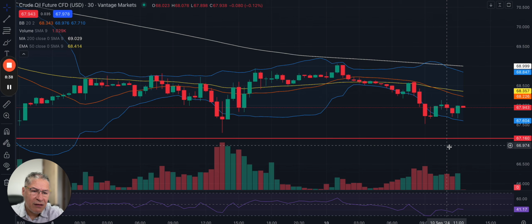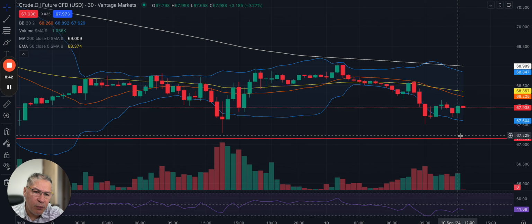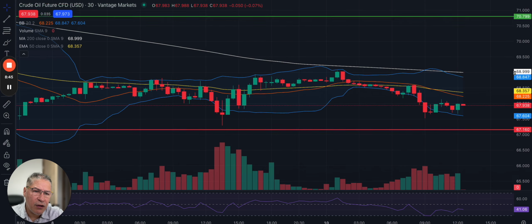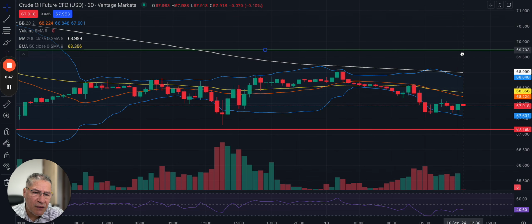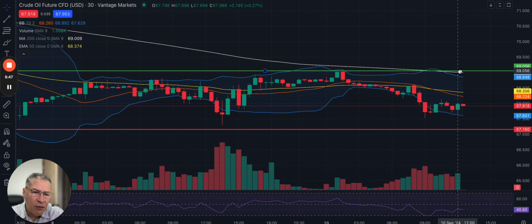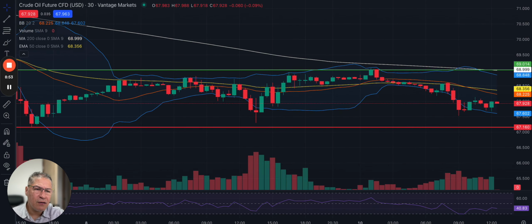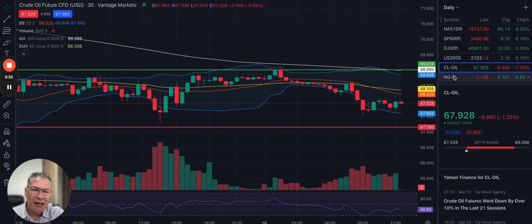So $67.16 is our probable level of support, and that's our probable target for today. Let's bring down our resistance to 68 or 69, around $69, which is where the 200-day moving average is. So perhaps continue selling crude oil.